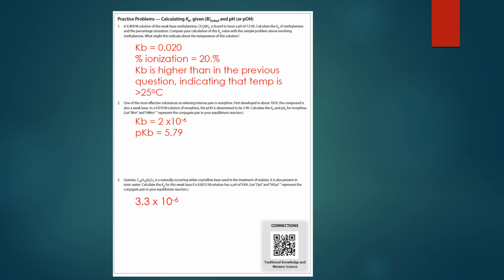Question 2, we've got a Kb and we also have a pKb. Anytime you're asked for a pKa or a pKb or any of that, you just take the negative log of your Kb number, and that's how you get that value. And in the third question here, we have the Kb for that weak base, and you just go through your same tables to get that as well.